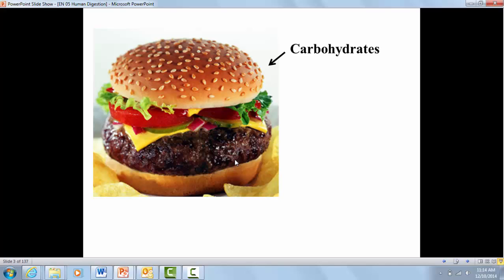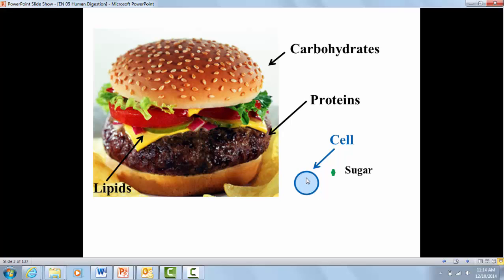We know inside our hamburger we have delicious nutrients that we need, like carbohydrates, protein in the hamburger bun, delicious lipids in that tasty looking cheese. But our cell is so small. How are we going to fit all that great stuff that we need into that tiny little circle?